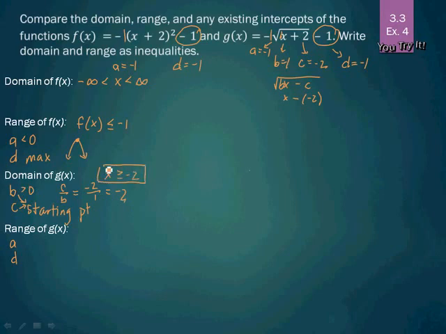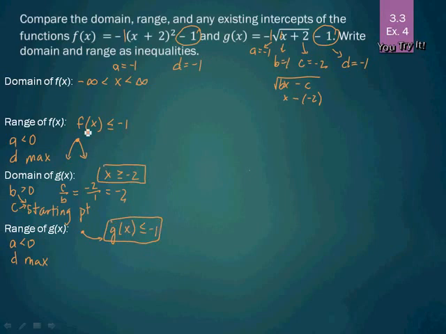I'll just box that. And now going to the range of g of x, we know a is negative 1, and that means it's less than 0, and that tells us that in our graph it flips over the x-axis. And then d is negative 1, and that tells us, again, it's going to be a maximum like before in our parabola, and that's the highest it ever goes. So the way that we'd write that is g of x, and it's a maximum, so it's going to get smaller, less than or equal to the starting point, which was negative 1, our d value.